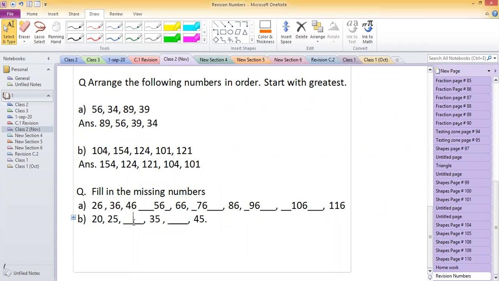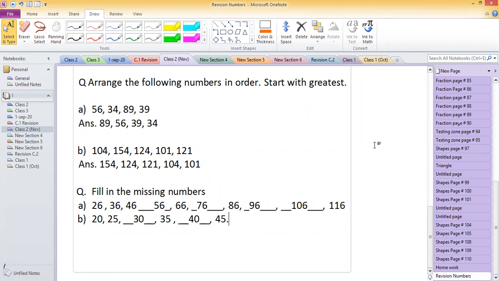So this will be 30. You see, this is the difference of 5. 25 minus 20, if you find out the difference, if you minus 20 from 25, you'll find out 5. 20 plus 5 equals to 25. Add 5 more, it will become 30. 35 plus 5 will become 40. So this is the answer.